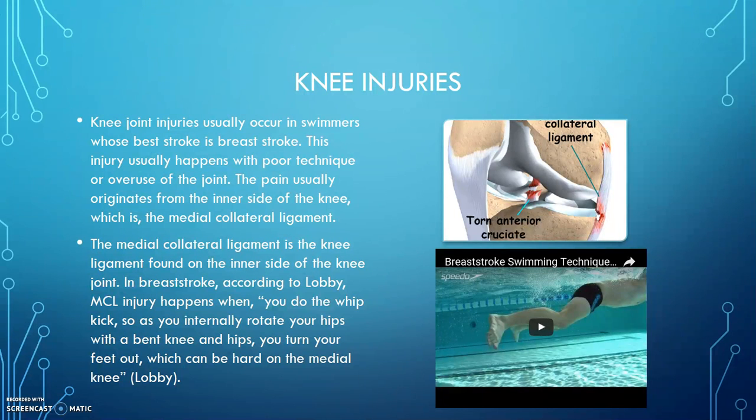In breaststroke, according to Lobby, MCL injuries happen when you do the whip kick. As you internally rotate your hips with the bent knee and hips, you turn your feet out, which can be hard for the medial knee. So in the pictures to the right, you can see a torn knee, the torn anterior cruciate right here, and then below is a video demonstrating the breaststroke kick.